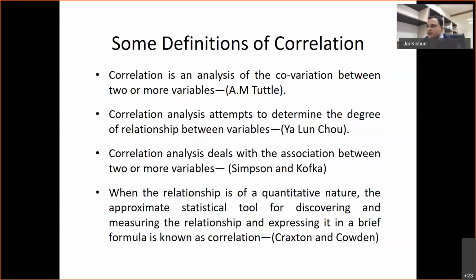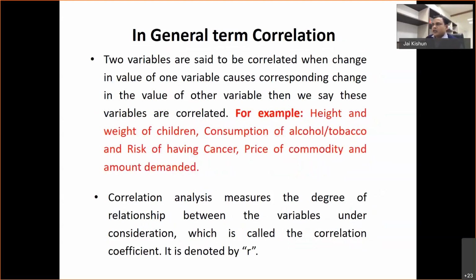So this is some definition. I will send the slide. You will read this, so I am not going into that detail. In the general sense, when we are talking about correlation, two variables are said to be correlated when the change in the value of one variable causes corresponding changes in the value of the other variable, then we say that these variables are correlated.